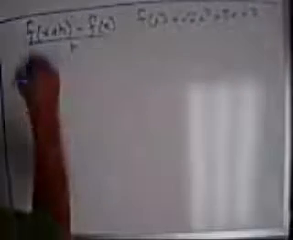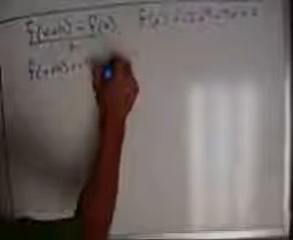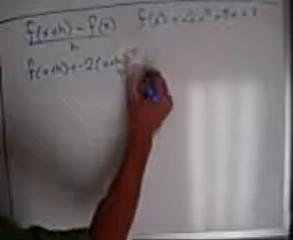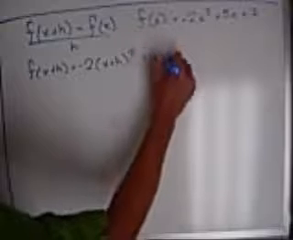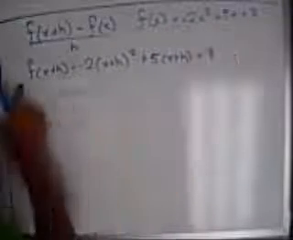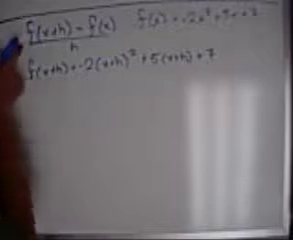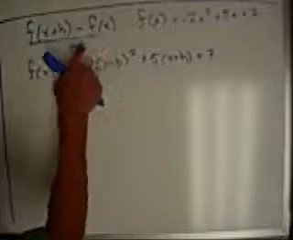Okay, so let's do that. We're going to go f of x plus h is equal to negative 2 quantity x plus h squared plus 5 quantity x plus h plus 7. Okay? So that's my f of x plus h. Now what I'm going to do is take that and evaluate the difference quotient. I know f of x plus h, I know f of x, and I know h. So we're going to evaluate and simplify.